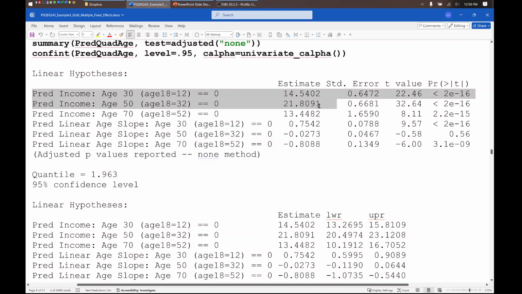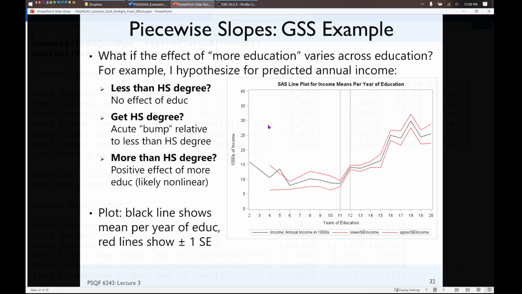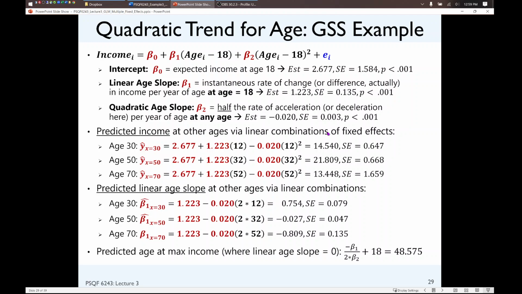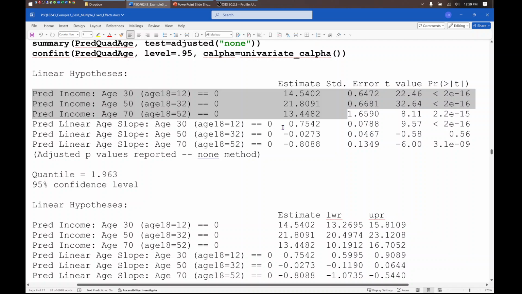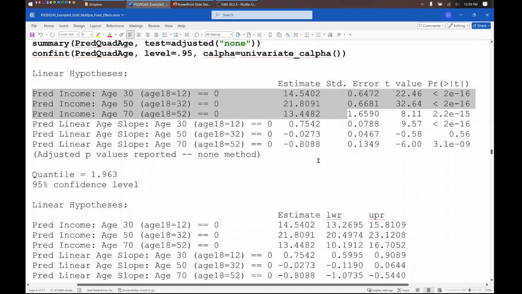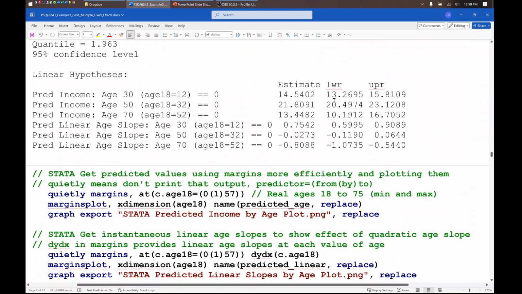So these are the 3 predicted values of age that were in the PowerPoints. Let me go back to find those. One second. There we are. So these numbers on that slide, that is slide 29, all came from here. So I have the 3 predicted outcomes, and then I have the 3 predicted linear slopes, and then I have the confidence intervals around each of those things.